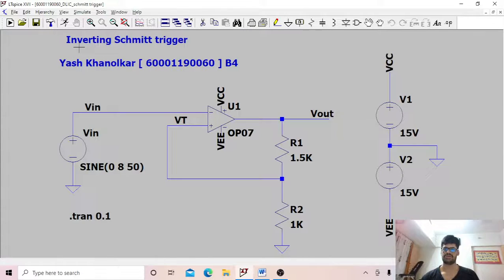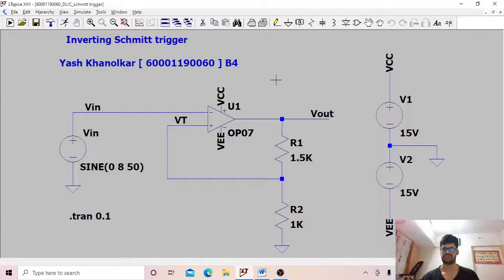In an inverting Schmitt trigger, we have connected Vin to the inverting terminal of the op-amp. This circuit is basically a comparator circuit, but the only difference is that we have connected a feedback loop through a voltage divider circuit to the non-inverting terminal of the op-amp. The major flaw of the comparator circuit was that it was very prone to noise. But the inverting Schmitt trigger is immune to noise.